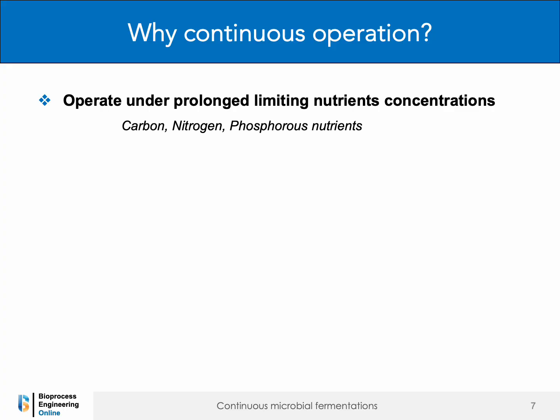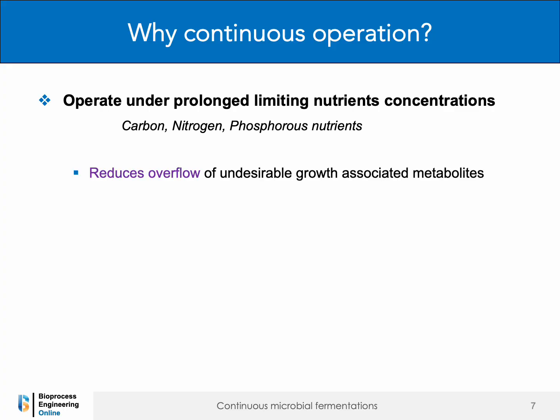One of the main advantages of continuous fermentation is the ability to operate microbial processes under prolonged nutrient-limiting conditions. Most commonly, the carbon source is limiting. However, other essential nutrients, such as nitrogen or phosphorus, can also be restricted to optimize microbial metabolism. Operating under substrate limitation or at reduced growth rates offers several important benefits.